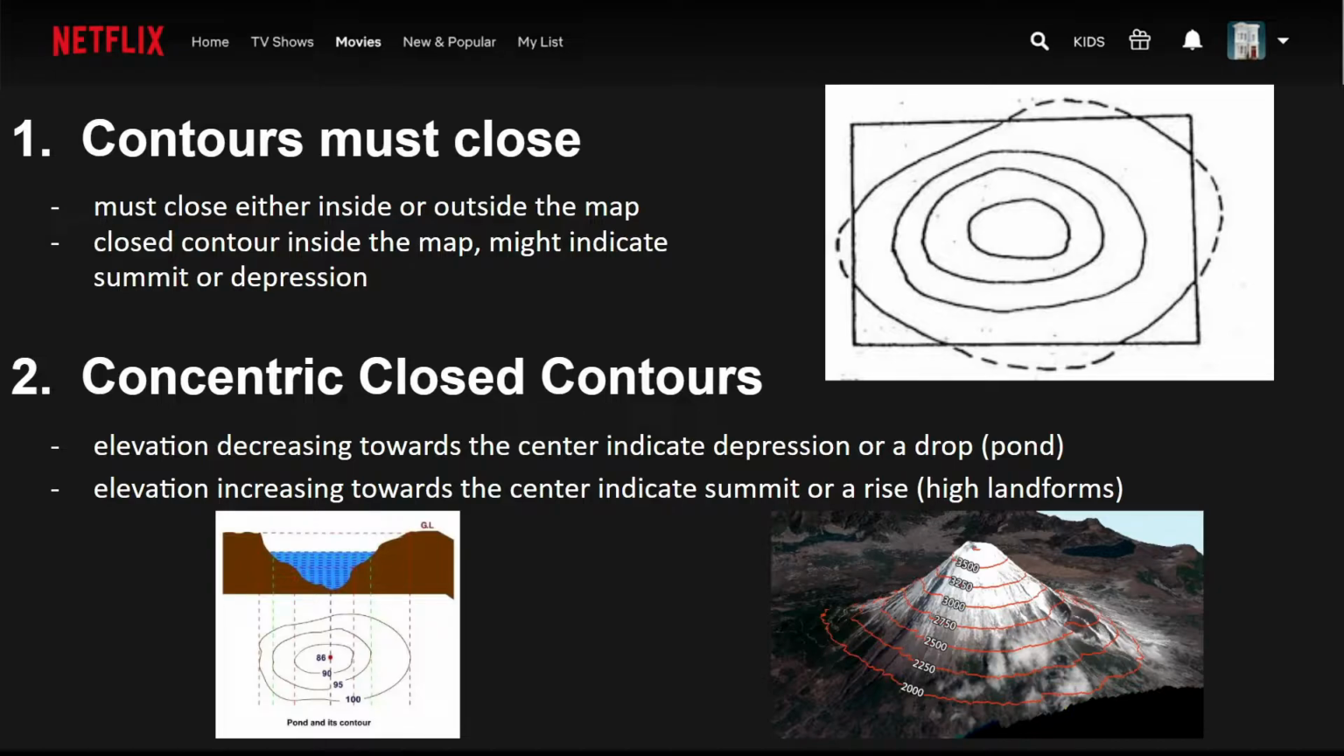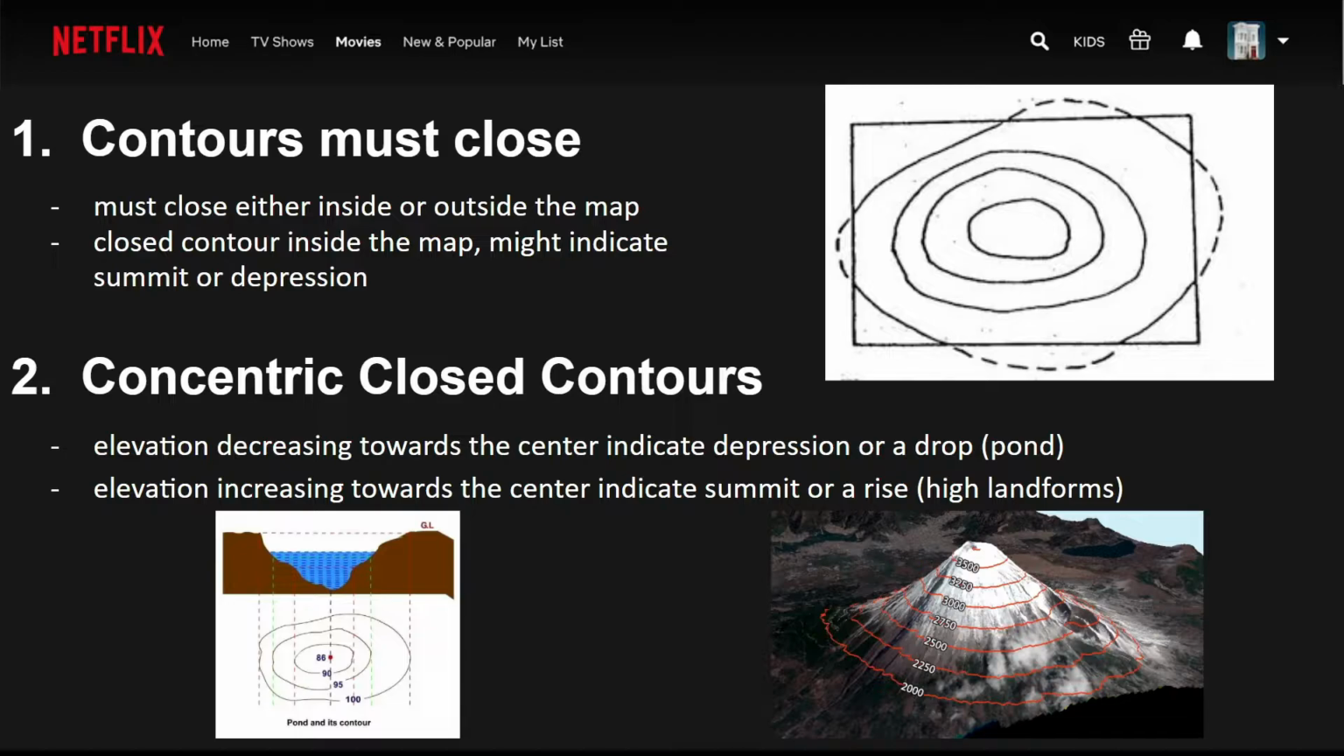The first characteristic of a contour line is that it must close, either inside the map or outside the map. A contour that closes within the map usually pertains to a depression contour or a summit. Second, as related to the first characteristic, concentric closed contours with the elevation decreasing as they move towards the center may indicate a depression or pond, as you can see in the bottom left picture.